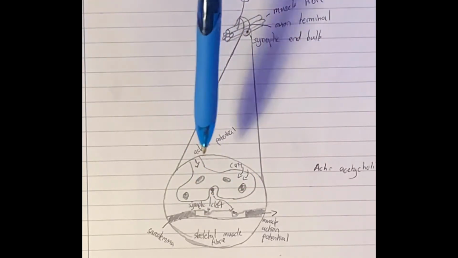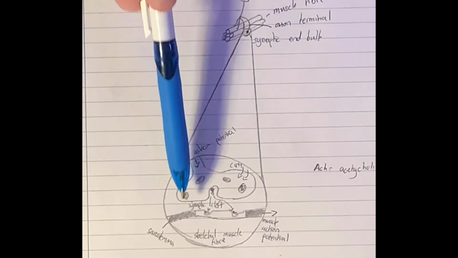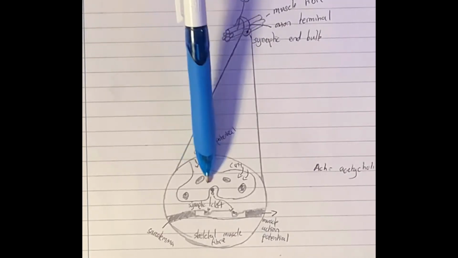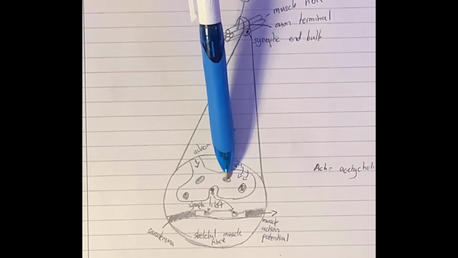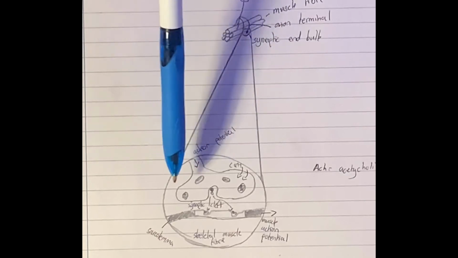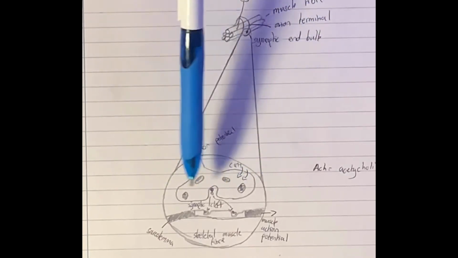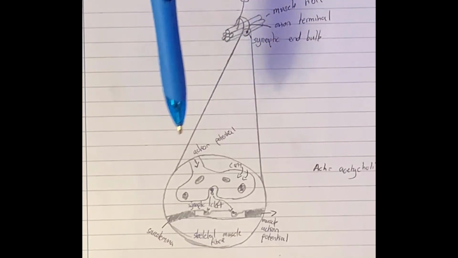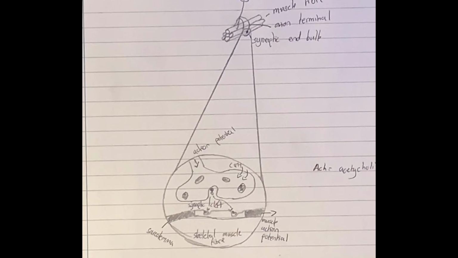As you can see, the action potential is coming into the synaptic end bulb through the axon terminal, which obviously is the end of a nerve cell. These two blob things in the middle are mitochondria, and then you've got these two on the outside, which are the vesicles, which hold ACH, also known as acetylcholine. I think that's how you say it, or however you say it.